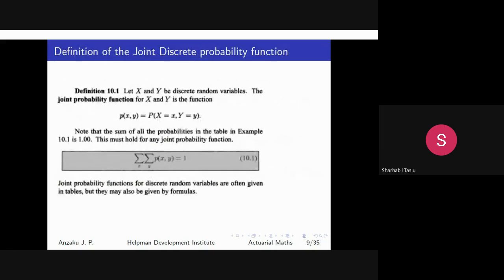All right, so joint probability functions for discrete random variables are often given in tables, but they may also be given by formulas. So usually they are given in tables, but they may also be given by formulas.